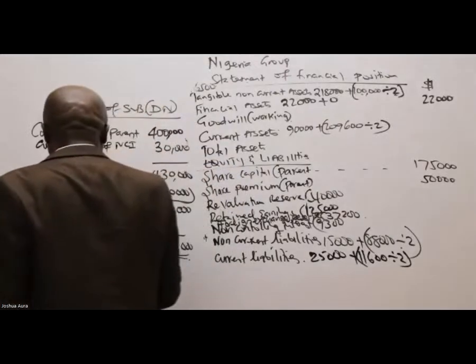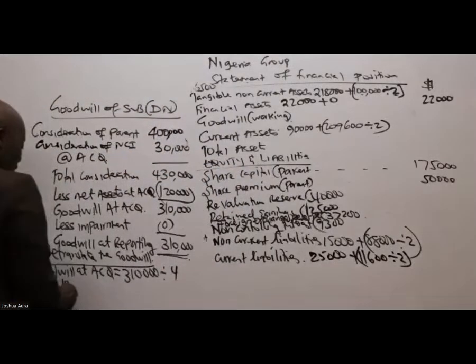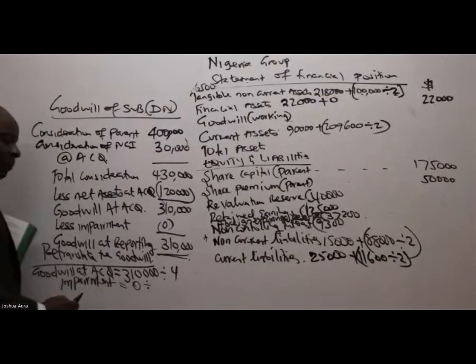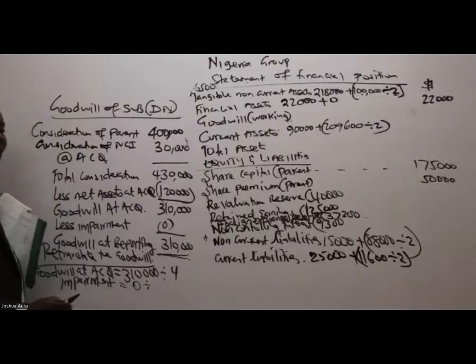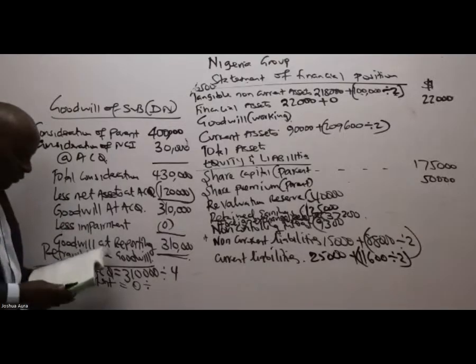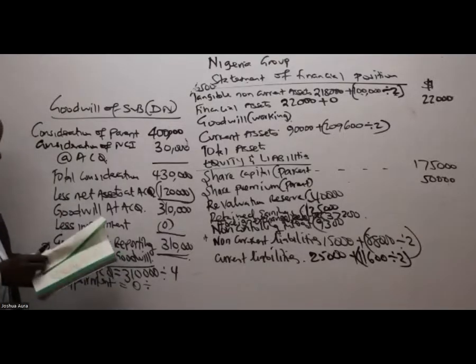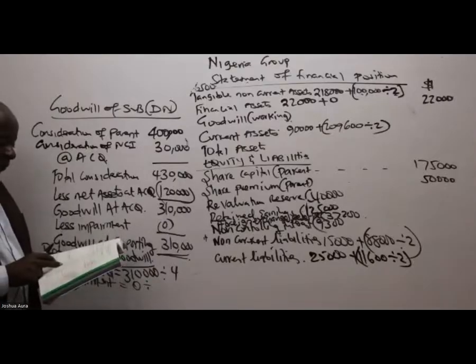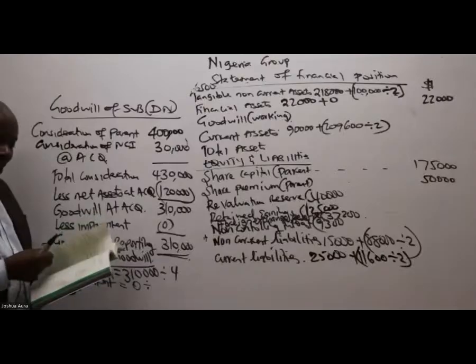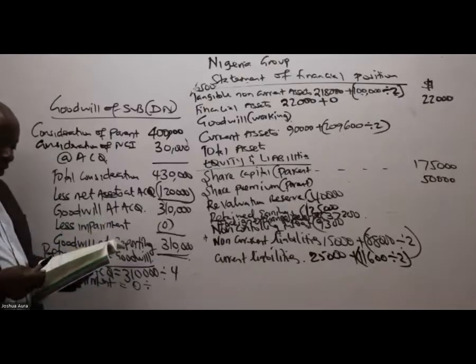And then we have impairment. Ladies and gentlemen, impairment is an income statement item. It is 0, but for your revision, impairment has to be translated always at average. So what is the average rate for your revision? They are not talking to me. What is the average rate for your revision?